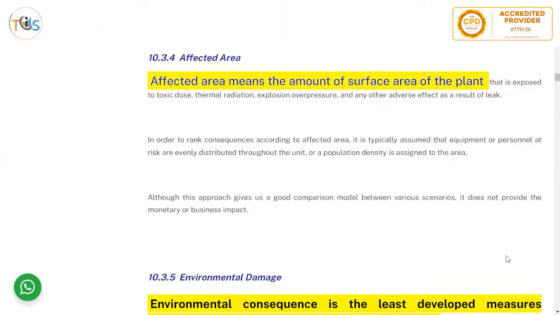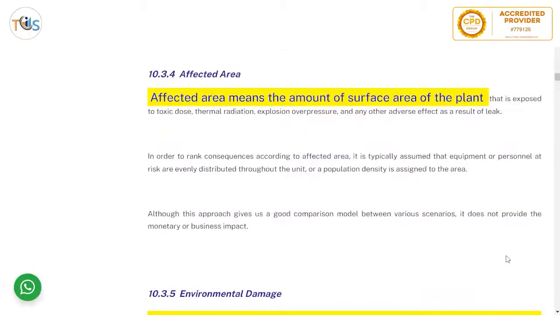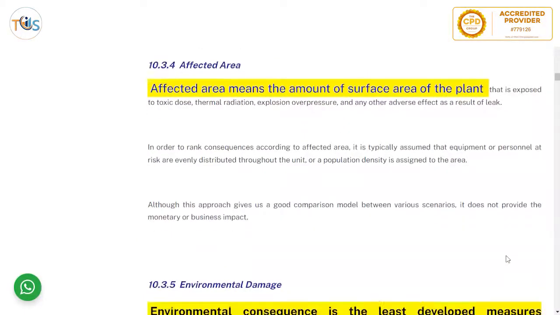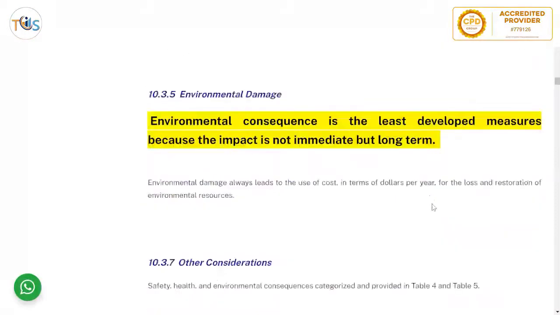Although this approach gives us a good comparison model between various scenarios, it does not provide the monetary or business impact. So affected area means the surface area of the plant. This could be a potential exam question.